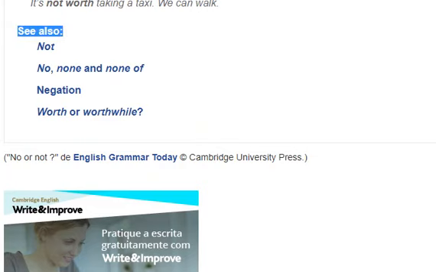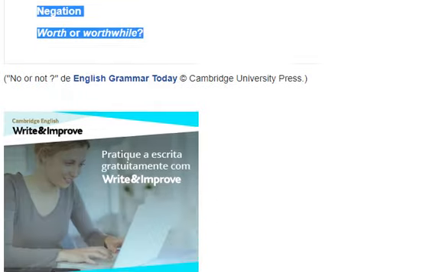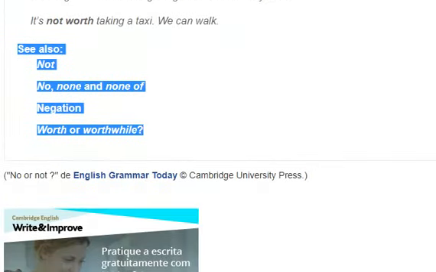Eles falou também aqui, not, no, none, and none of. None é nenhuma, não é? É outra palavra que indica alguma coisa negativa, negation. Worth or worthwhile. Então, esse aqui.